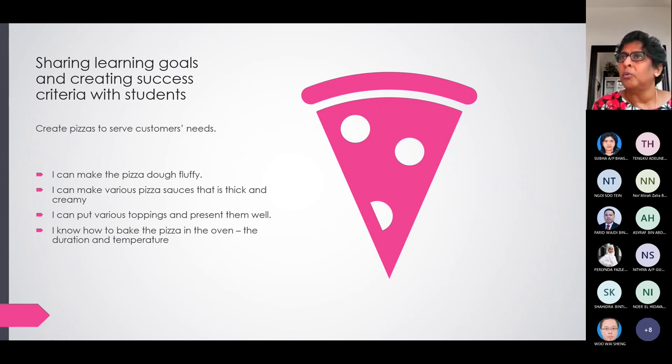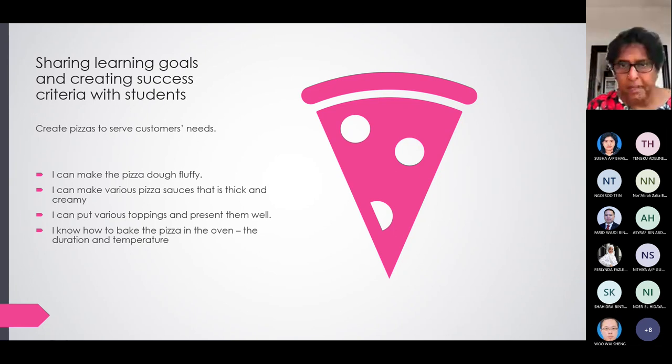You have to teach them first how to make a dough. You have to teach them how to make sauce. You have to teach them how to make the toppings. You have to teach them how to bake. So you write down these success criteria and you share them with your students. So students will know, okay, for this learning outcome, these are the steps that I need in order to learn. And you can use this as the criteria when you prepare your higher order thinking task.